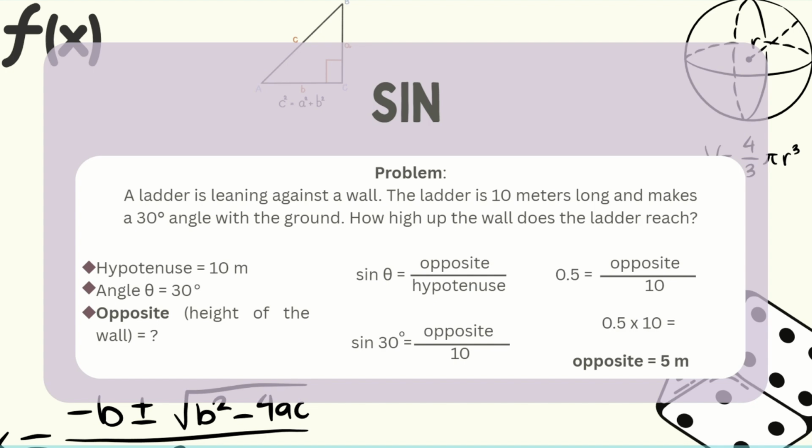Since we are following the given formula, we input into the calculator sin 30 degrees, and it will show 1/2. Then you transfer that 1/2 into decimal form, which is 0.5. So 0.5 equals opposite over 10. Next you multiply the hypotenuse and the sin. 0.5 times 10 equals 5.